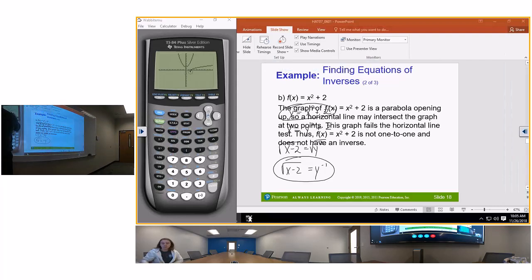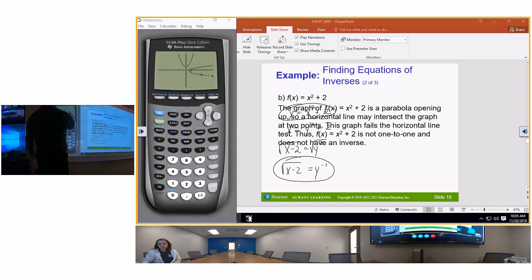So if you look at these two, would they be the same? Symmetrical? Yes, they would be symmetrical, but this one is flipped on its side because the inverse is usually on its side compared to the original. Okay? So you have to use your imagination right here because you can't take the square root.